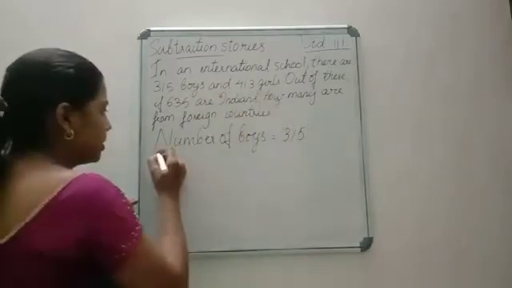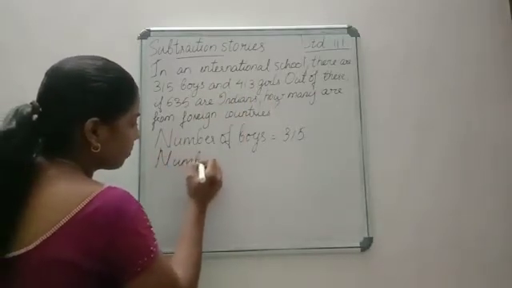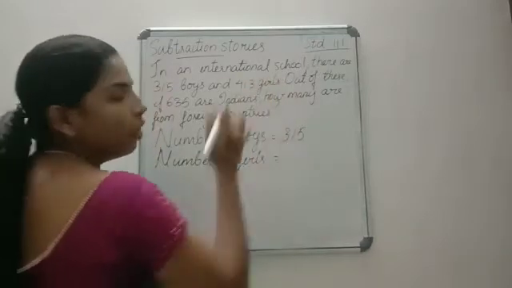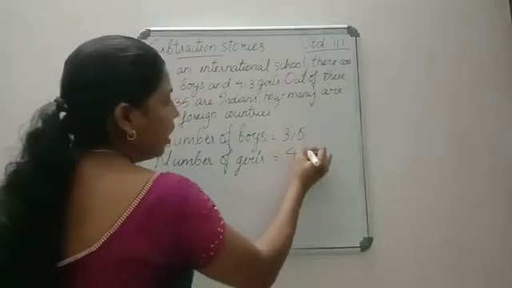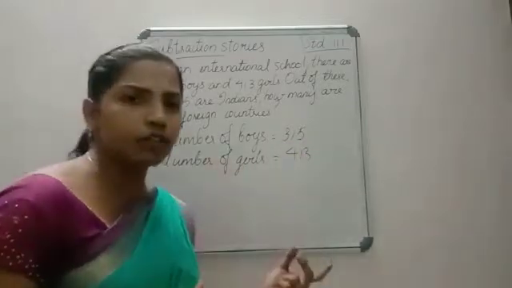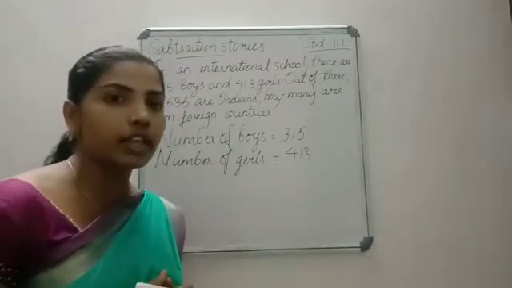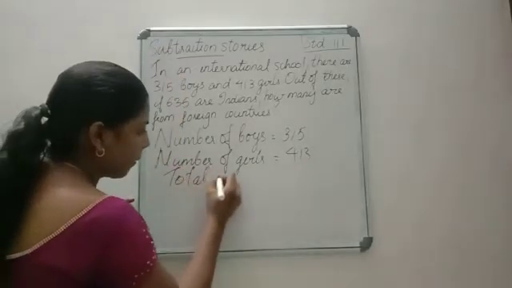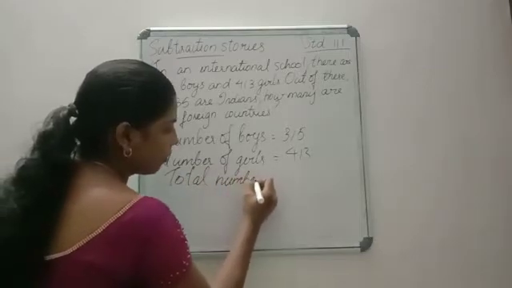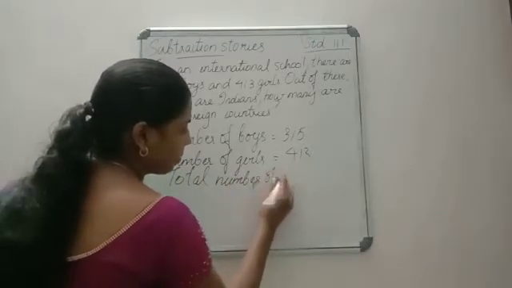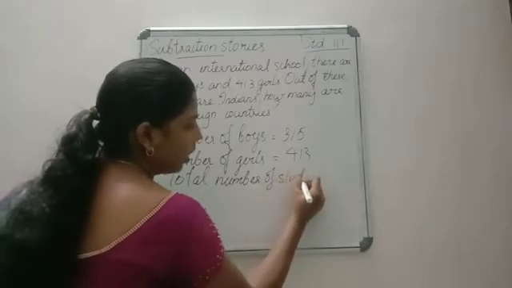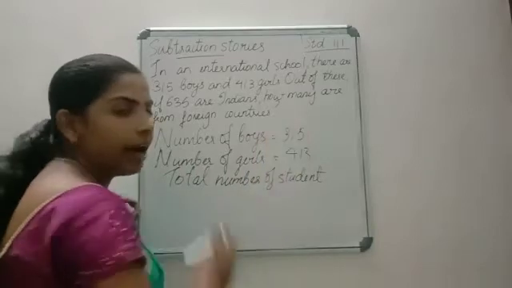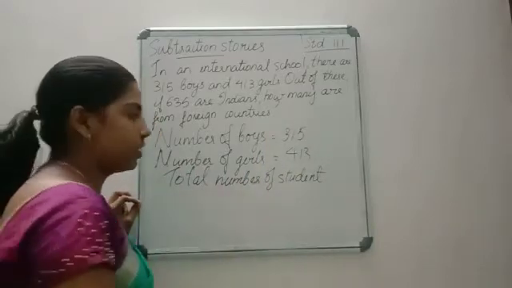So what will be the next step? Number of girls equal to 413. Now, before reading the rest of the question, let us find the total number of students in that school. Okay, so total number of students. How can we find the total number of students? We have to just add the number of boys and number of girls.